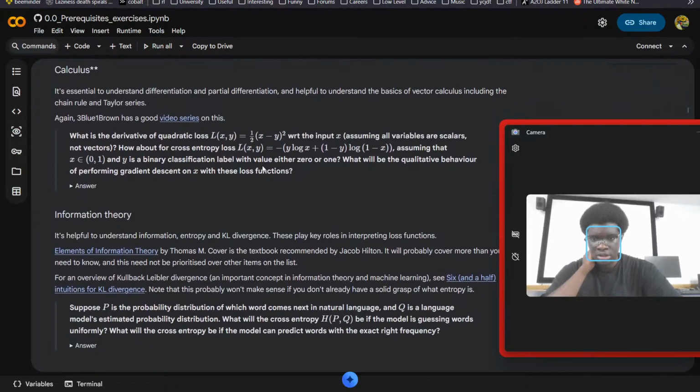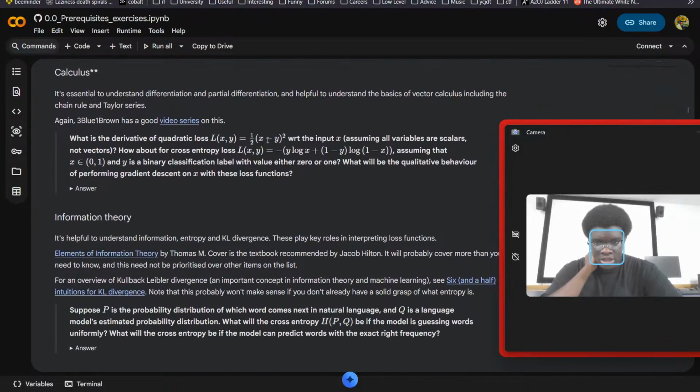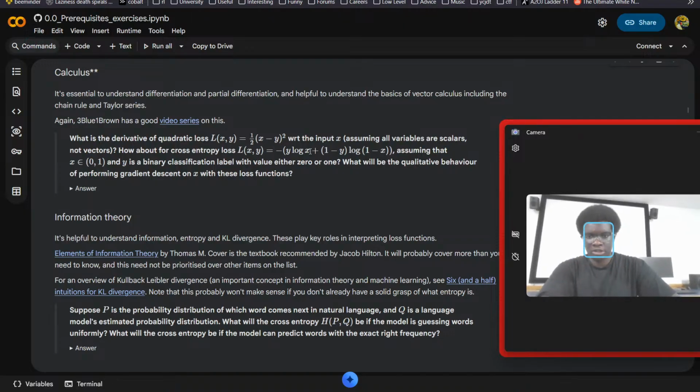Right, calculus. What is the derivative of L of x, y equals half (x minus y) all squared with regard to input x? Okay, so partial L partial x equals partial x of half (x minus y) squared, which equals, let's see, a half times 2 times (x minus y) to the 2 minus 1, which is just 1, and then multiplied by the derivative with respect to x of whatever's in there. The minus y part goes to 0, the x part goes to 1, so it's just x minus y.